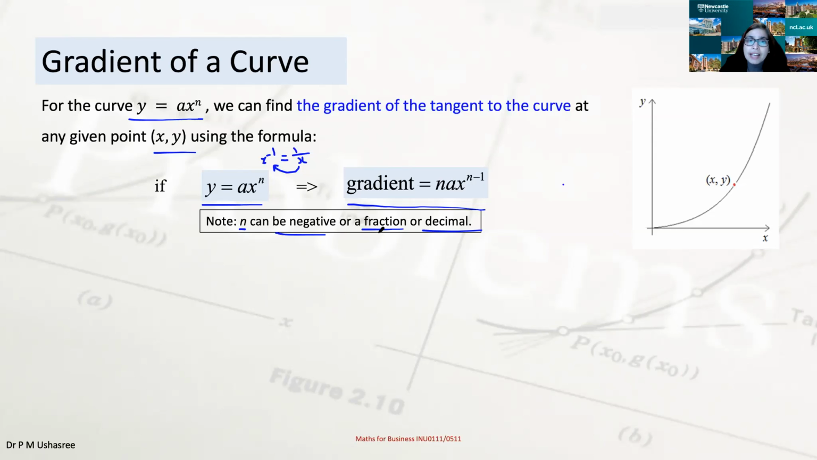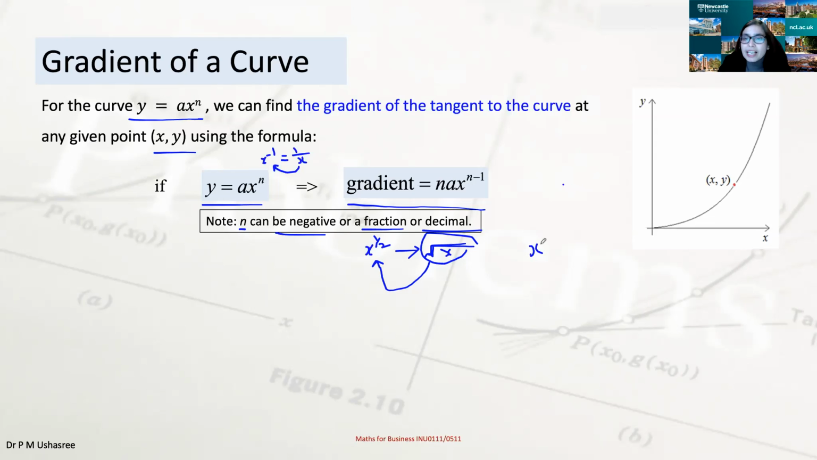Similarly, if n is a fraction, that is, if you have x to the power of half, then you write it as root of x, isn't it? But for differentiation, if you have something like this, try to write it in the power form. It will make your life easy. If you have 1 over x, please write it as x to the power of minus 1, and then find the gradient. If you have something like root x, remember, root is nothing but a fractional power. So just convert it into x to the power of half.